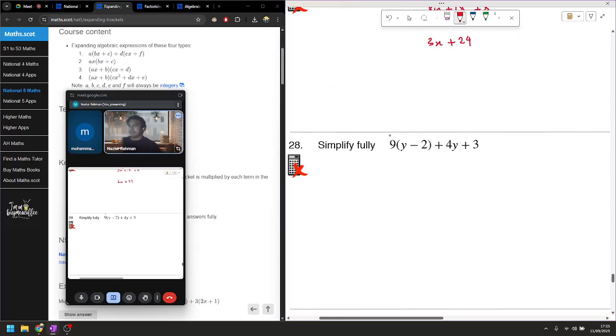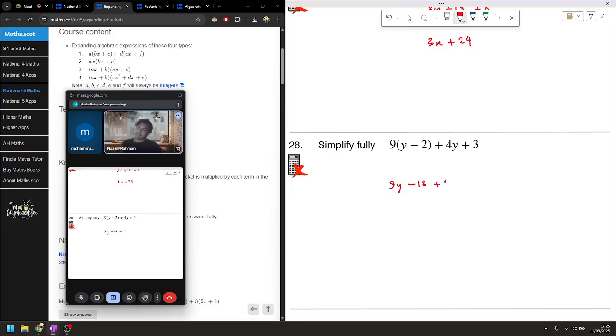So I have 9 times y, which is 9y. And then I have 9 times minus 2, so that's going to be minus 18. Think about what that means. It means you have minus 2, minus 2, minus 2, minus 2, 9 times. So if you add them all up, you get minus 18. So 9 times minus 2 is minus 18.